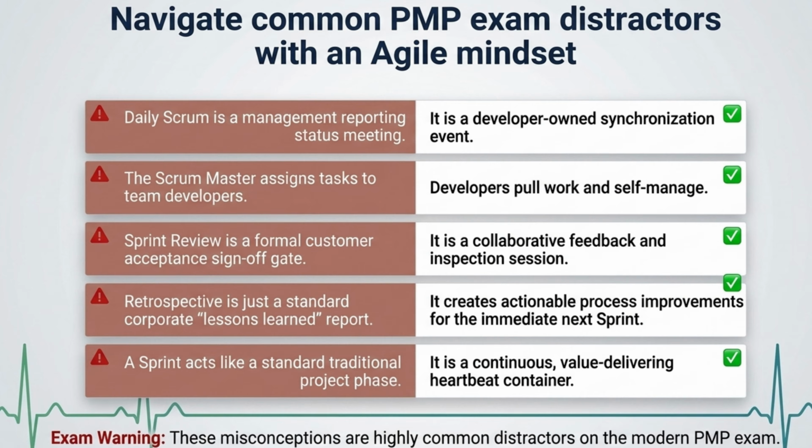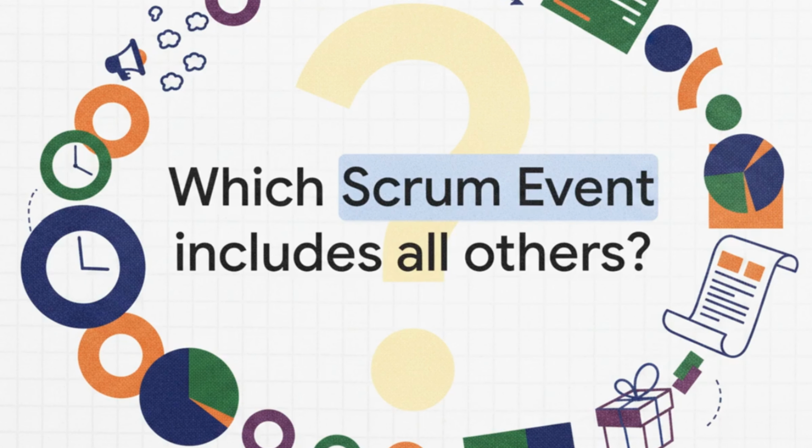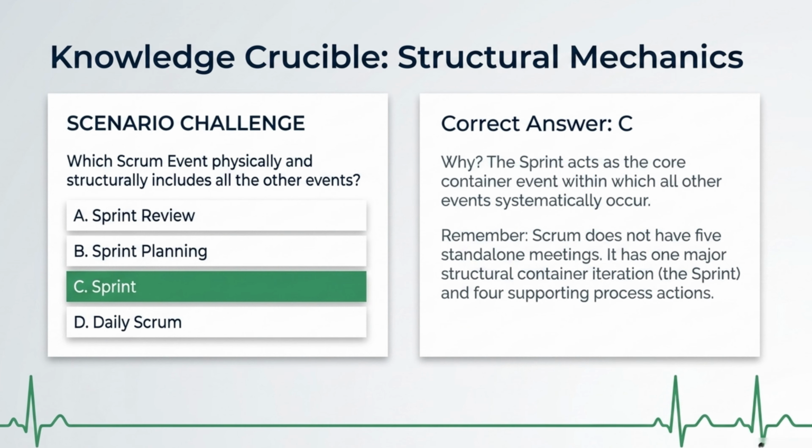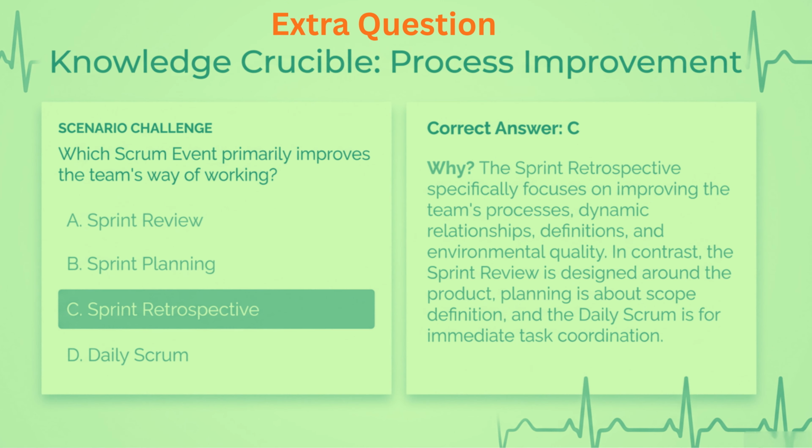All right, let's test this right now with a quick knowledge crucible challenge. Imagine you're sitting for your actual exam. Scenario challenge. Which Scrum event physically and structurally includes all the other events? Is it A, sprint review, B, sprint planning, C, a sprint, or D, the daily scrum? Think back to that box-in-a-box model we just covered. And the correct answer is, for sure, C, the sprint.